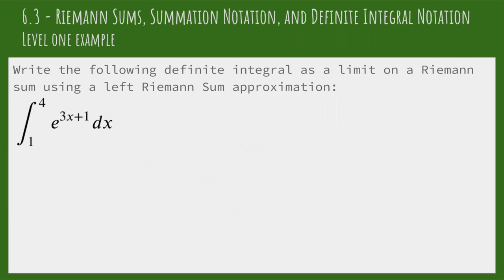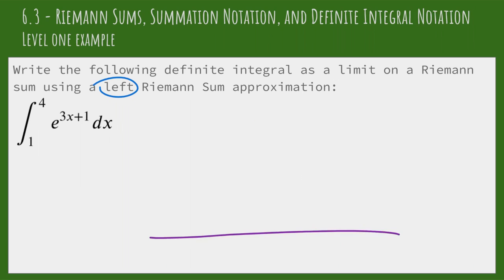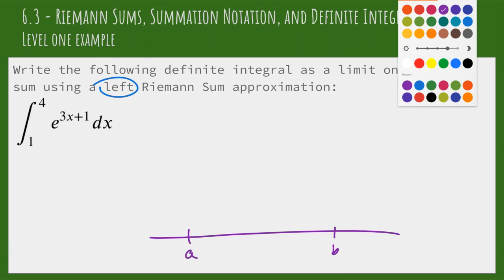Now, I want to do this exact same example, except use a left Riemann sum. So to start with here, I'm going to look at the x-axis and see what our left endpoints are going to look like.